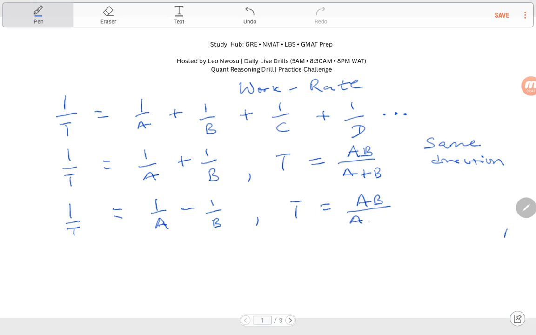And when we resolve this, we are going to get T equals AB over A minus B. It will not be A minus B, it will be B minus A, inasmuch as A is faster than B, that means B is greater than A. Remember that A being faster than B means the time for A is smaller. So B is actually greater than A. Time is greater, but in terms of speed, A is greater. So this is opposite direction.